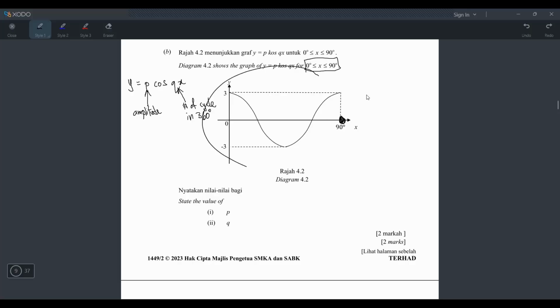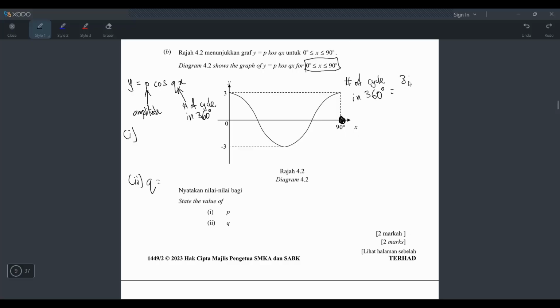But how many underwear in 360? If you look at this diagram, you only see one underwear, but it's within 90 degree. So you don't go and tell me Q is 1. No, it's not correct. So the Q value will be, there's a formula actually. To get the number of cycle in 360, there's actually a formula you can use like this.